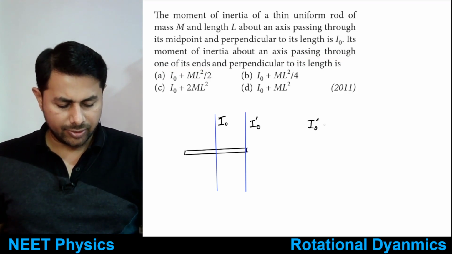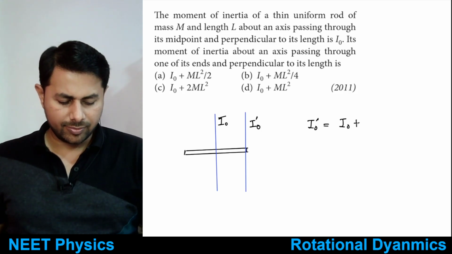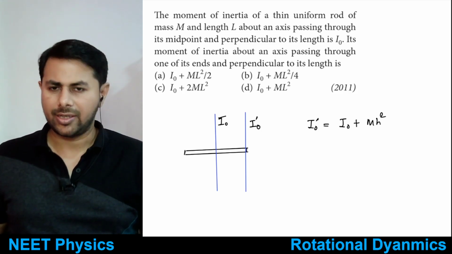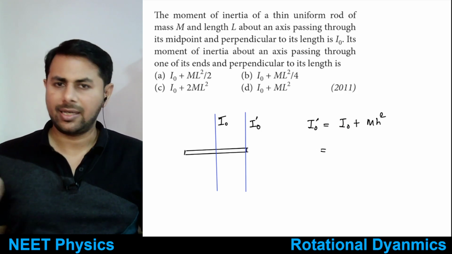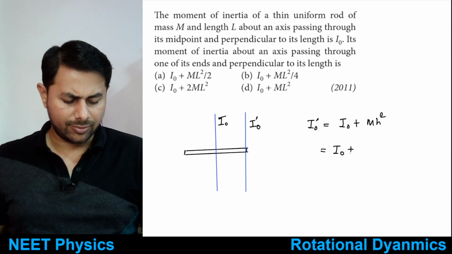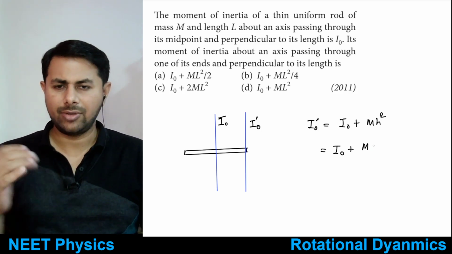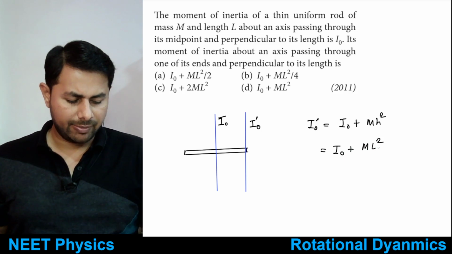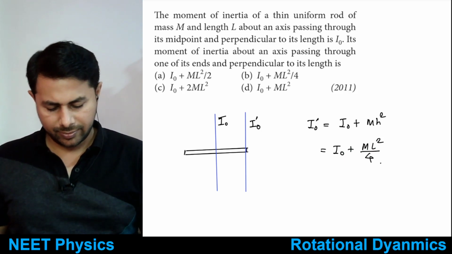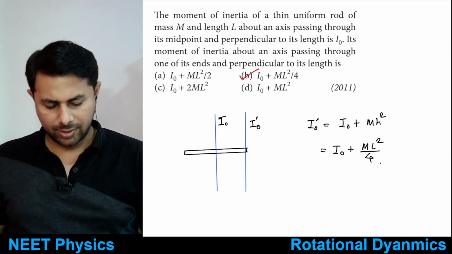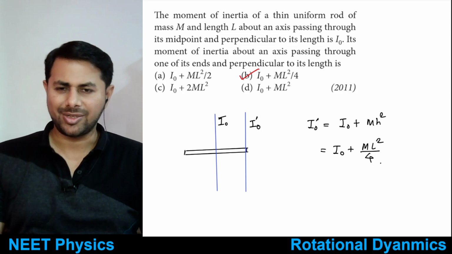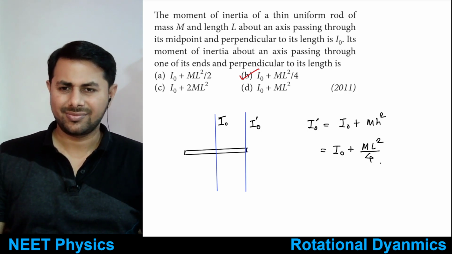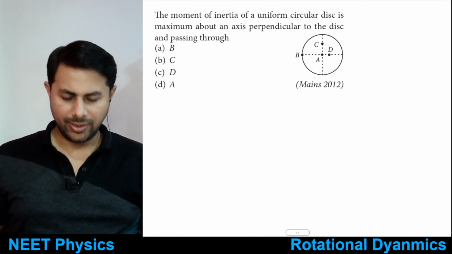So IO prime would be equal to IO plus MH square using the parallel axis theorem. What is H? H is L by 2. So it is IO plus M into L by 2 squared, that means ML square divided by 4. So this is the answer. This one is very simple, right? Okay, let's see the next one.